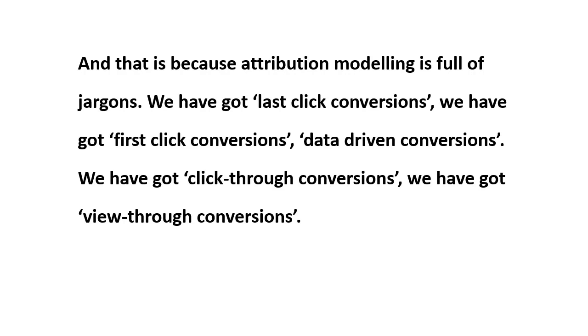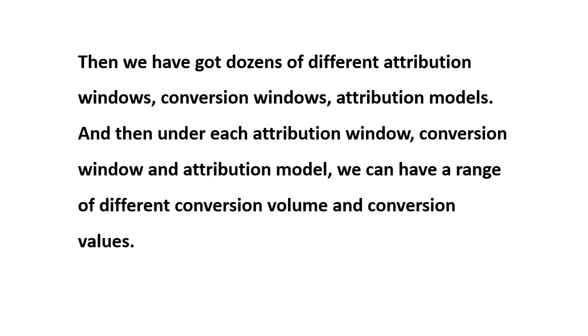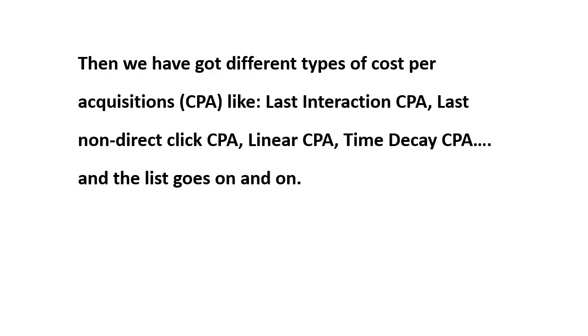And that is because attribution modeling is full of jargon. We have got last click conversions, first click conversions, data driven conversions, click through conversions, view through conversions. Then we have got dozens of different attribution windows, conversion windows, and attribution models. And under each of them, we can have a range of different conversion volumes and conversion values. Then we have got different types of cost per acquisition (CPA) like last interaction CPA, last non-direct click CPA, linear CPA, time decay CPA, and the list goes on and on.